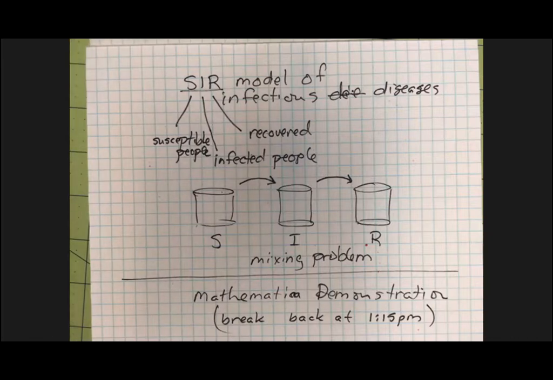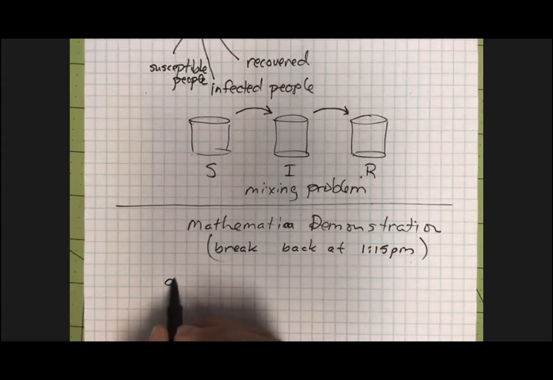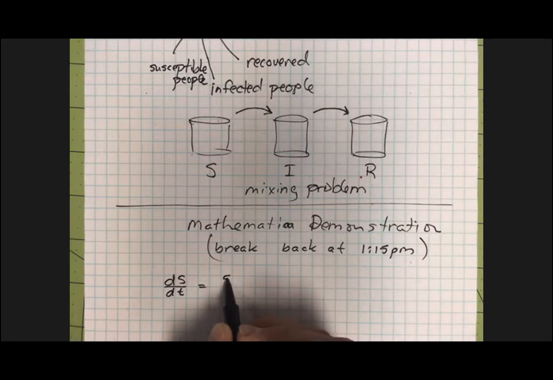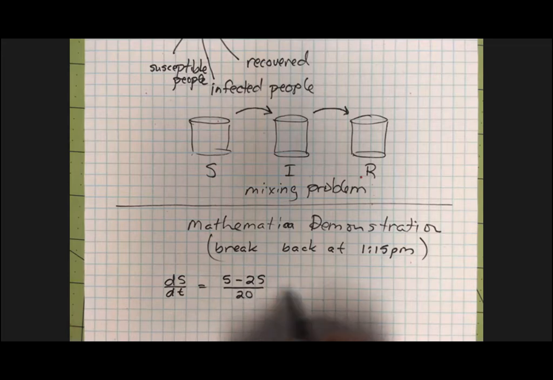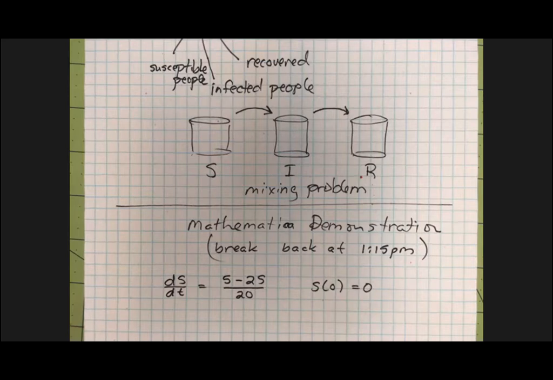But let me show you again why this problem was important. Now let's look at the version of this problem again, 5 minus 2s over 20. S of 0 equals 0. You have seen, this is where we left off last time. You've seen the slope field for this problem. You've seen that at 5/2, I'm just going to make a mark and call it 5/2, that there's no slope, that's an equilibrium solution.